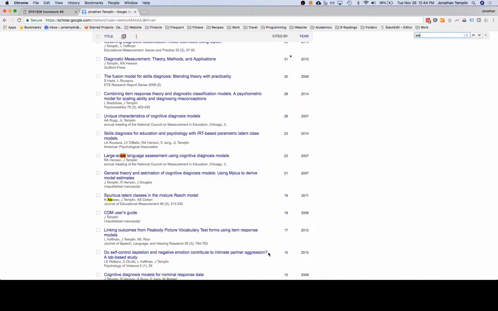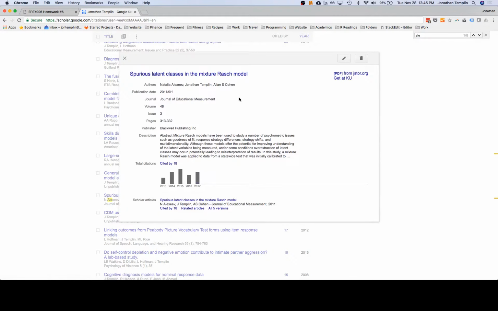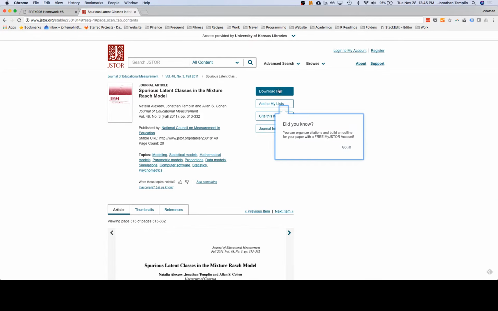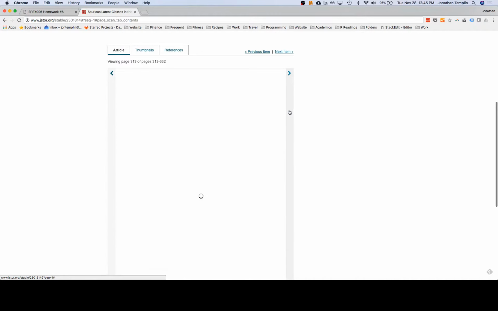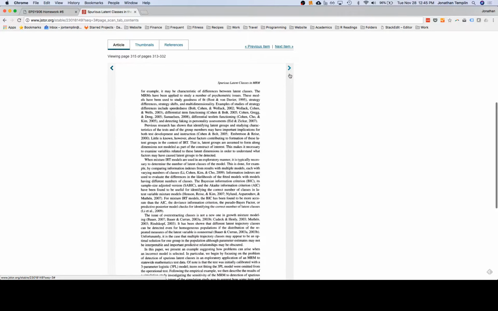There it is. Spurious latent classes in the mixture Rasch model. Grab it real quick. There's a great way we try to summarize this in a picture, and I think it sort of tells the story. If you ignore the class, if you sort of aggregate across classes, let's see if I can find the picture.